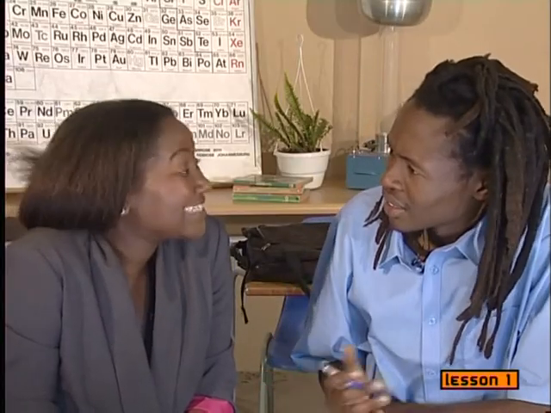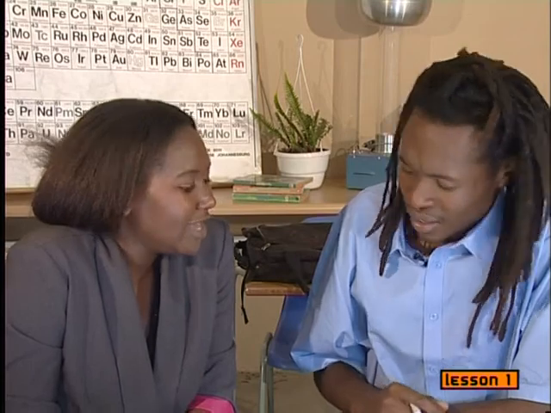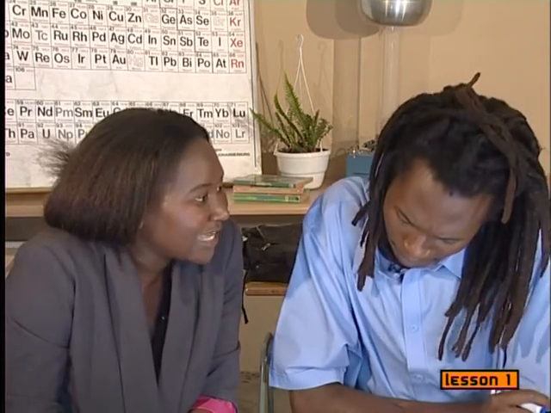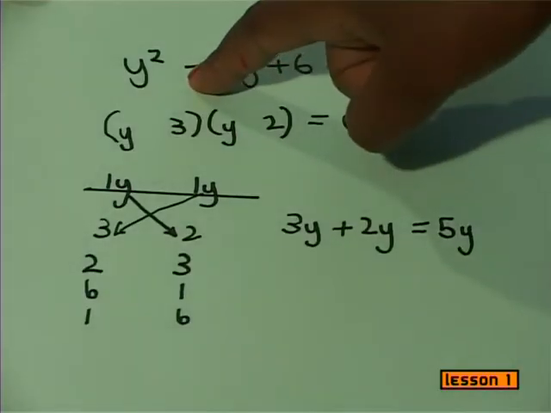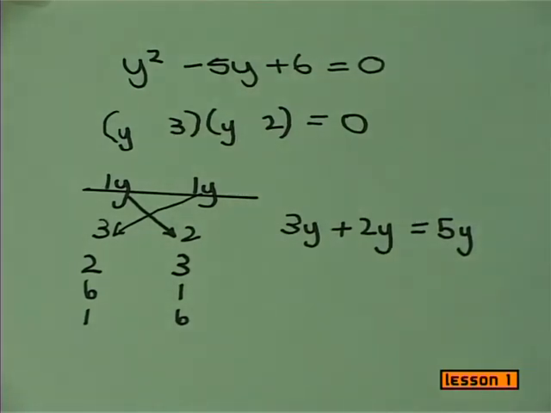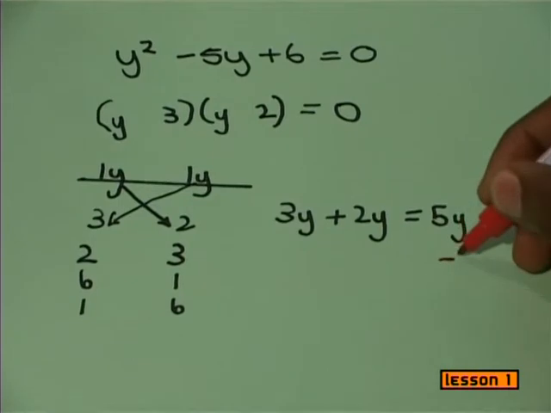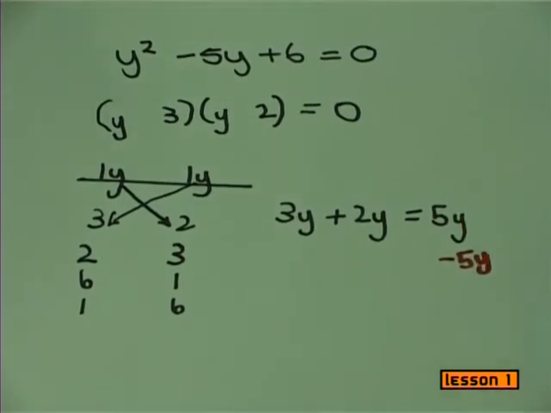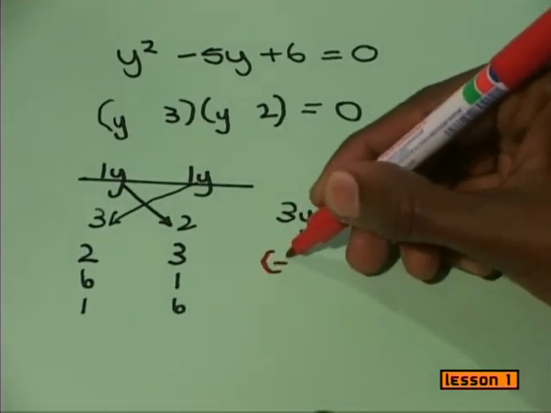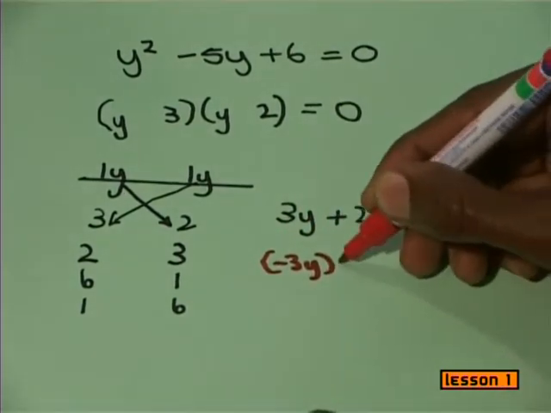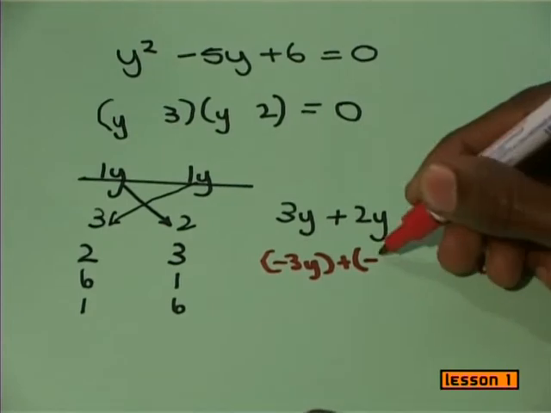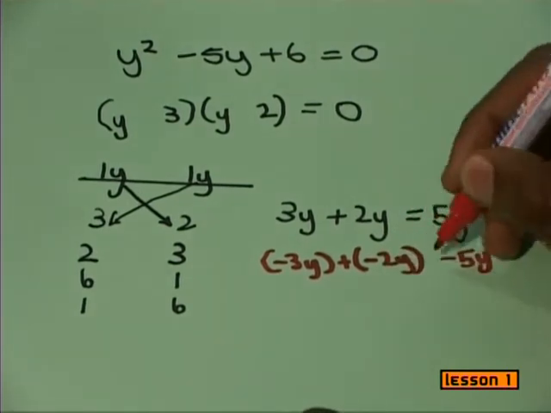How do I know which signs to put in the brackets? Let's see if you can work it out for yourself. Have a look at the original trinomial again. What is the sign in front of the middle term? It's a minus sign. Oh, I see it. These two terms collected should give me negative 5y, not positive 5y. So, this needs to be minus 3y and minus 2y in order to give me minus 5y.